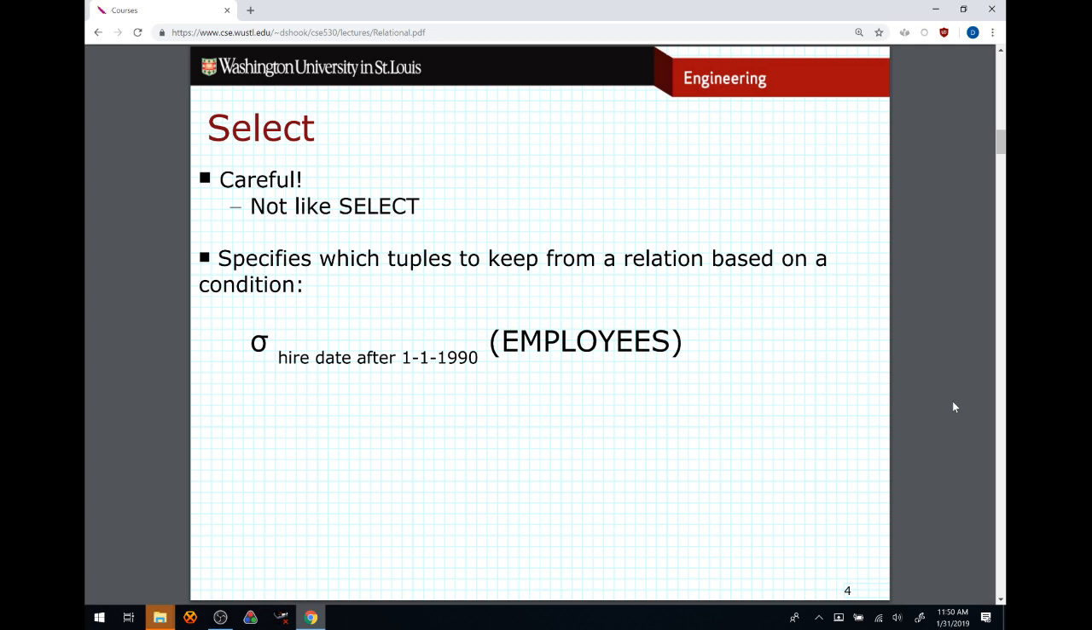And so here's what it looks like in algebra. We've got the Greek symbol there, followed by the condition, and then in parentheses the relation. Now here, employees is a table. We've been using an employee database, right? But it doesn't have to be a table. It can be any relation. Any relation can go in the parentheses. A lot of times it will be a table, but it could be any relation that goes in there. This is how we represent our where clause using relational algebra.